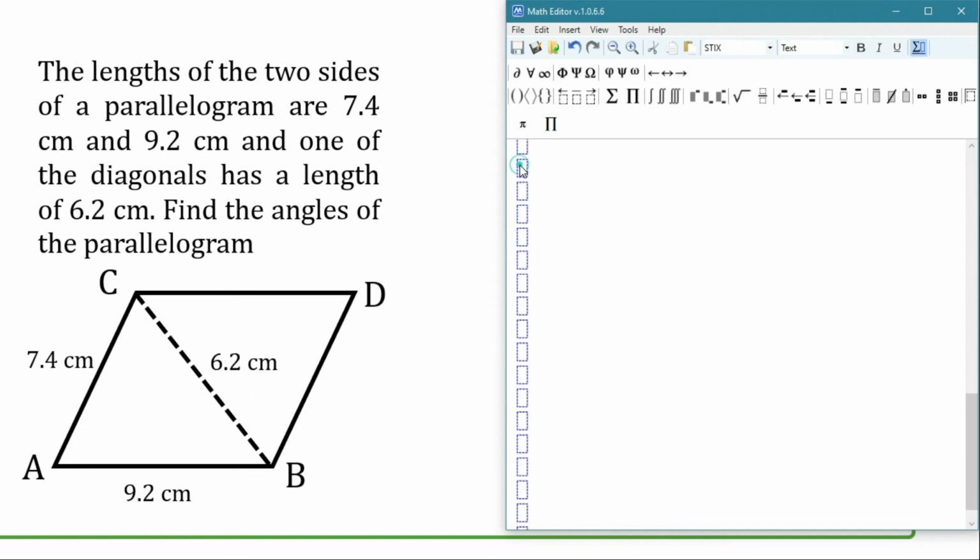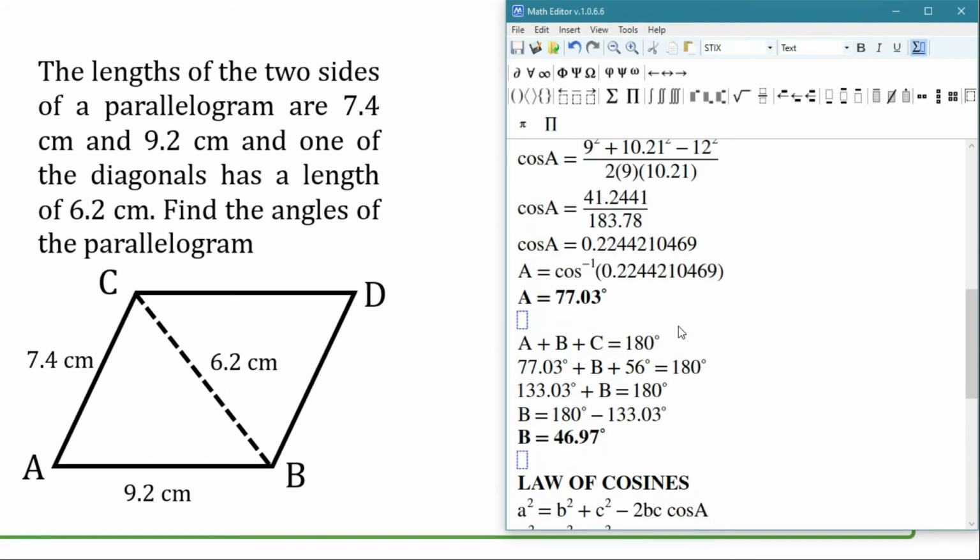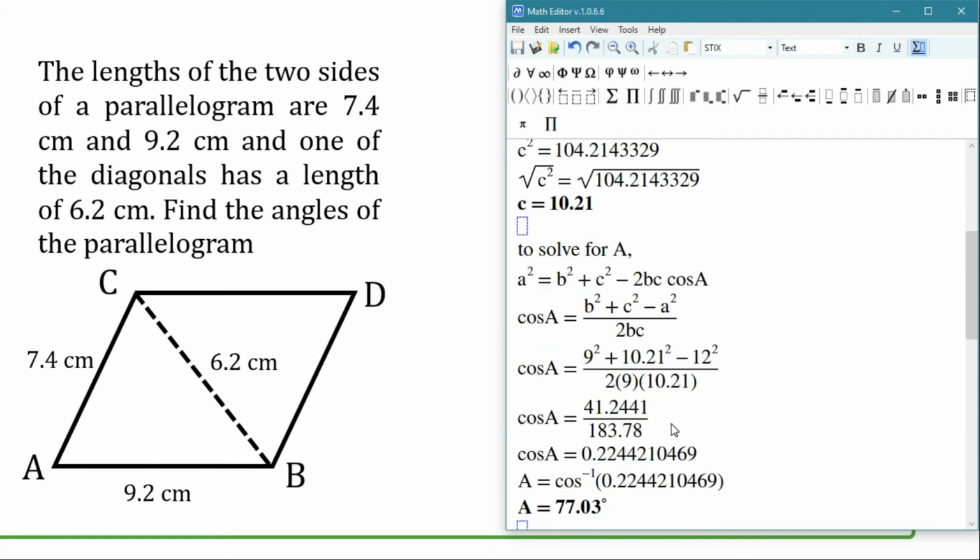Using the law of cosine, paano natin makukuha yung angle A? Okay, paano natin makukuha yung angle A? So, to solve for A, so ang gagamitin nating formula would be the first one. Okay? And tulad ng sinabi ko kanina, pwede naman muna nating i-substitute yung values bago natin i-manipulate. Or, tulad ng ginawa natin kanina, minanipulate muna natin siya bago tayo mag-substitute.